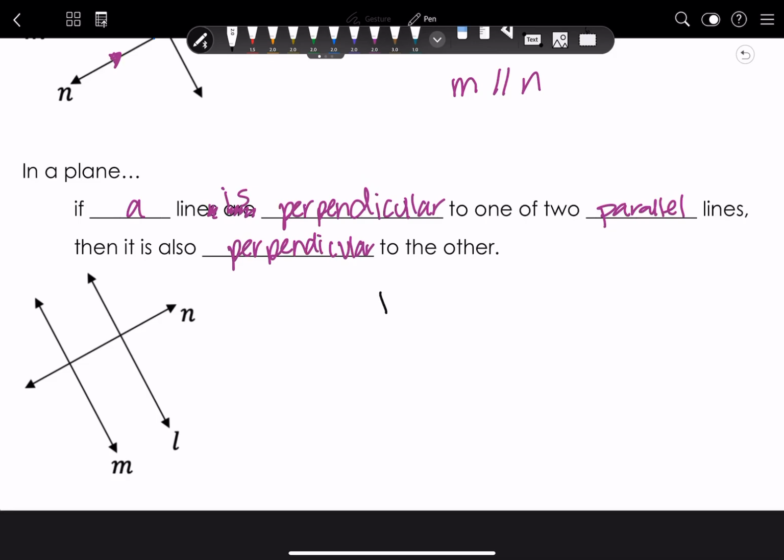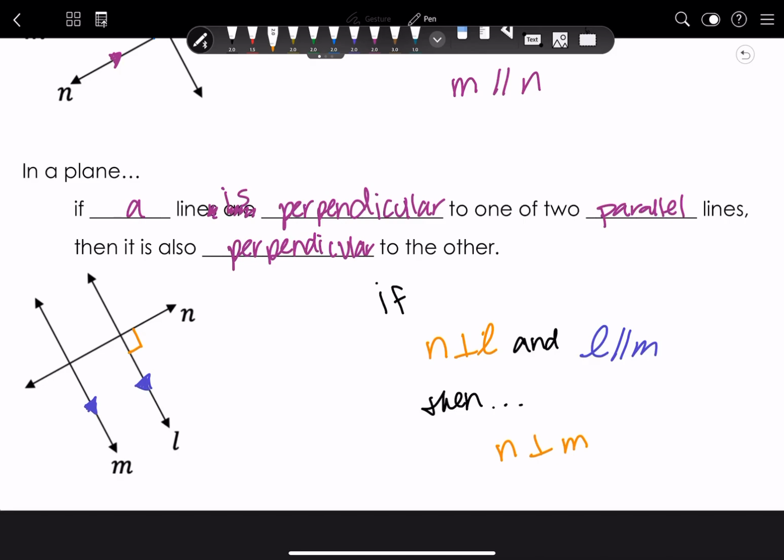So what that means, if you use some more colors over here, if line N is perpendicular to line L. All right, so line N is perpendicular to line L. Draw your right angle. And line L is parallel to M. Well, then we can say that line M and N are also perpendicular.